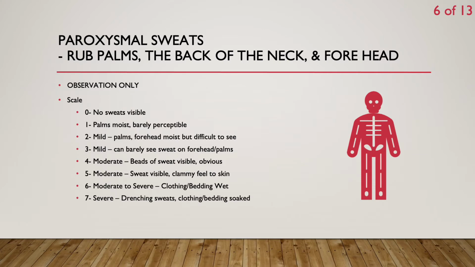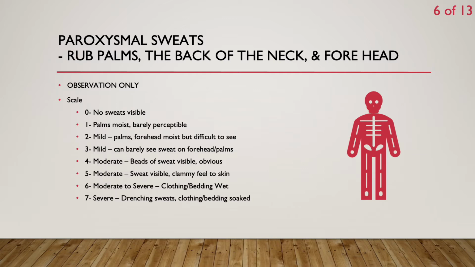Paroxysmal sweats. When we ask you to assess for paroxysmal sweats, we need you to check the patient's palms, the back of the neck, and the forehead. These are areas where you will feel any kind of perspiration on the patient. So if you look at it, 0 is always none on all of these. So 1, palms are moist, barely perceptible. It means you can barely feel anything.